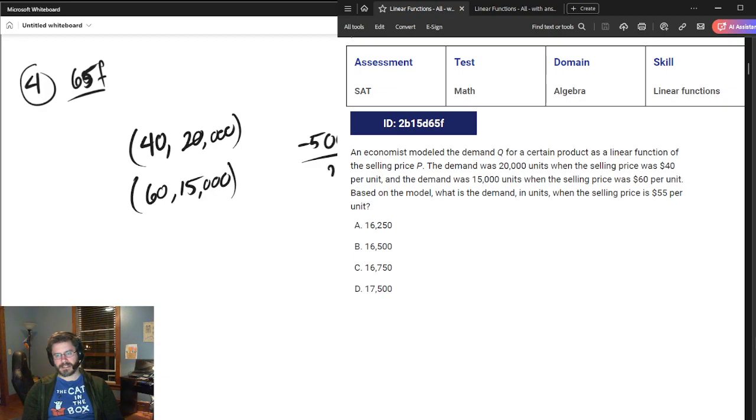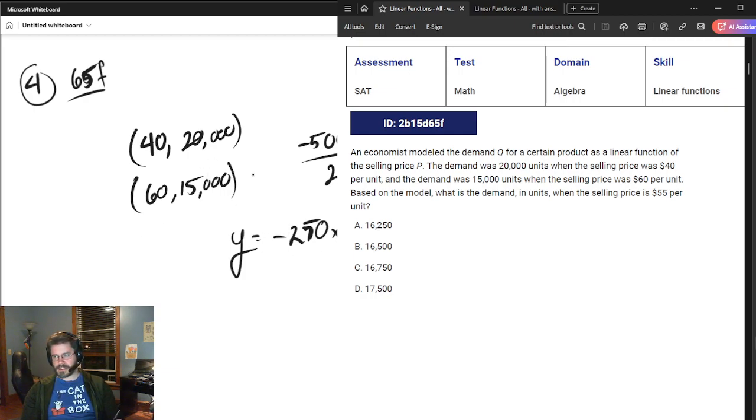Change in x is 20. Cross the zeros off. 500 divided by 2 is 250. So negative 250 becomes our slope, x plus b. So y equals negative 250x plus b. We could plug in a coordinate point and find the y-intercept. They want to know when 55 is x, what's the result? So I'm going to go ahead and do that.